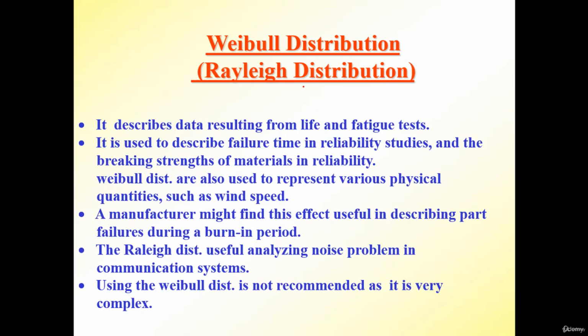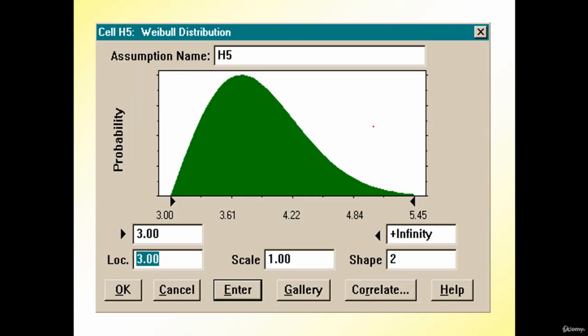Weibull distribution, also related to the Rayleigh distribution. It describes fatigue tests and reliability studies. It can be used for the effect of wind, wind speed, by the Rayleigh distribution, as you can see here, and manufacturers might find it useful in describing part failure during burn-in periods. It is useful to analyze noise problems, can be used also in communication systems, and many phenomena can be modeled with Weibull distributions.